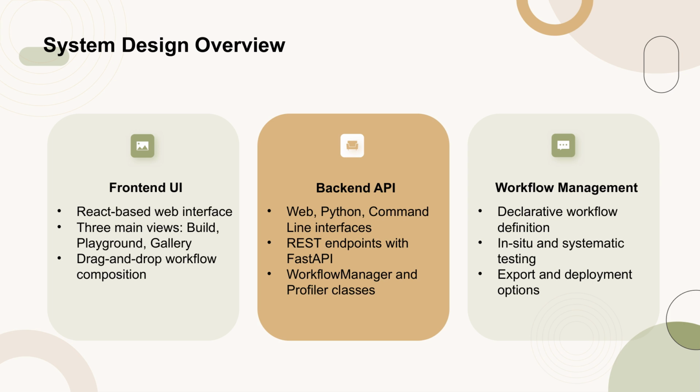On the back end, AUTOGEN STUDIO provides a web API, a Python API, and a command line interface. The Web API, built with FastAPI, includes REST endpoints for managing entities like skills, models, and workflows. The Workflow Manager class handles the execution of tasks, while the Profiler class computes metrics for debugging. Workflows can be defined declaratively, tested in situ or systematically, and exported for integration into Python applications or deployment via Docker containers.